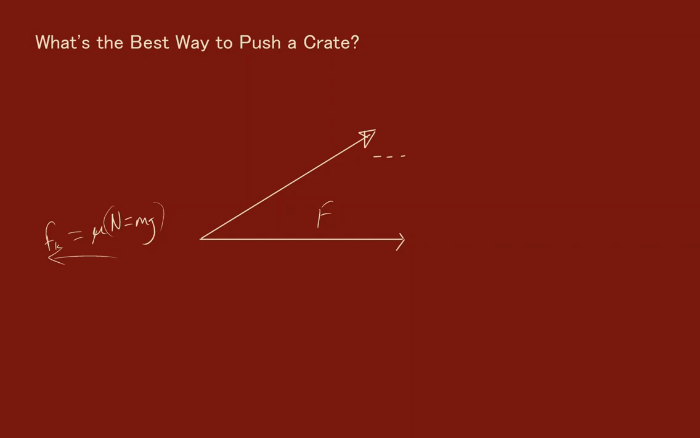What we definitely want to avoid, though, is if we're pushing down on the box at an angle, then the normal force has to not only equal the weight of the box, but it also has to equal the downward component of our push. So that would increase the friction. So we're getting less of the forward component from our push and more friction. That would be the worst case scenario.